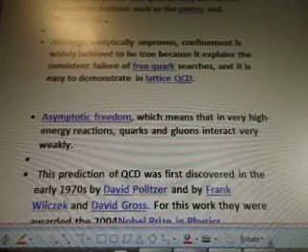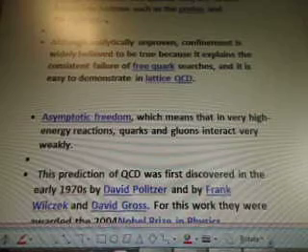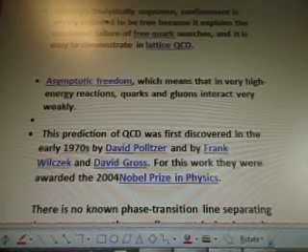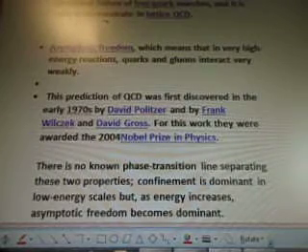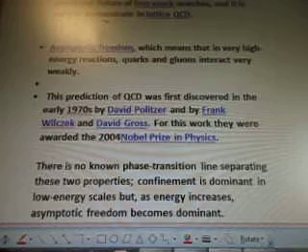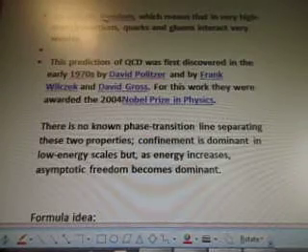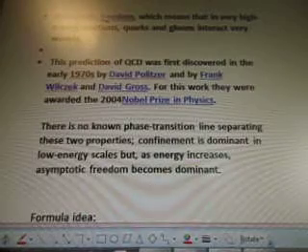Asymptotic freedom, which means that in very high energy reactions, quarks and gluons interact very weakly. This prediction of QCD was first discovered in the early 1970s by David Politzer and by Frank Wilczek and David Gross. For this work, they were awarded in 2004 the Nobel Prize in Physics.